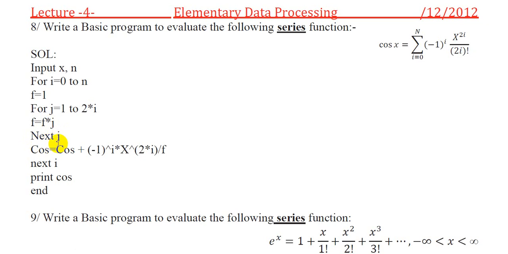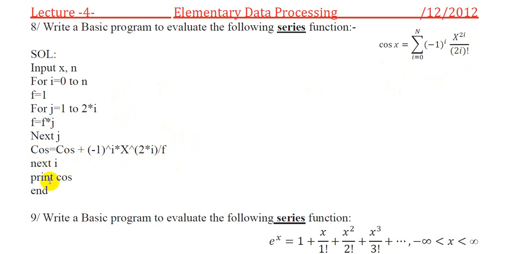Next j. Cosine equals cosine, which is the same here in the Visual Basic expression, to command the computer to do the task we are aiming for. Cosine equals cosine plus (-1) up to I times x up to 2i over f. F in this case will be 2i factorial, so the x up to 2i, and the f will be 2i factorial, as you can see right here.